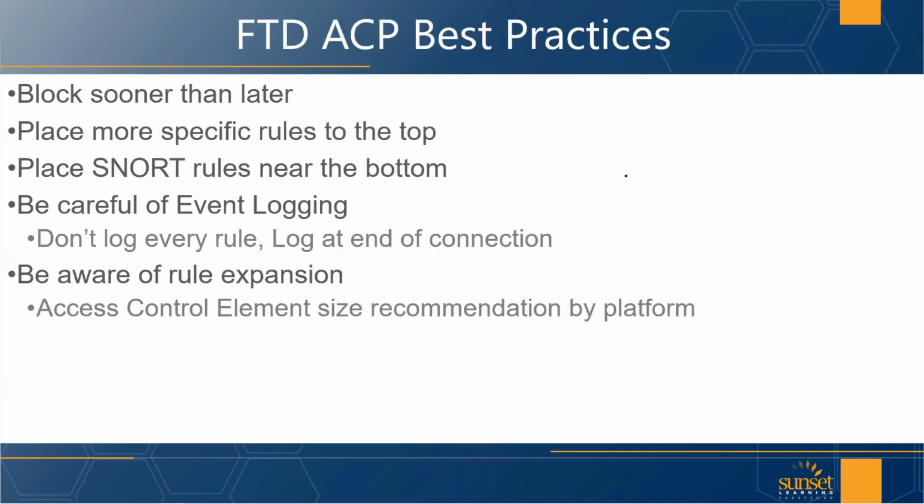So your best practices for this, though, we want to block traffic sooner than later. In that case, we're looking at it just the same as we would look at a traditional firewall. Faster I get it off my system, the better. Okay. Place more specific rules at the top. Again, get rid of that traffic as soon as I can. SNORT rules near the bottom.